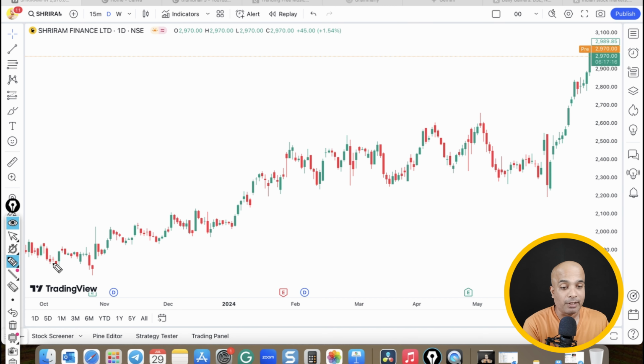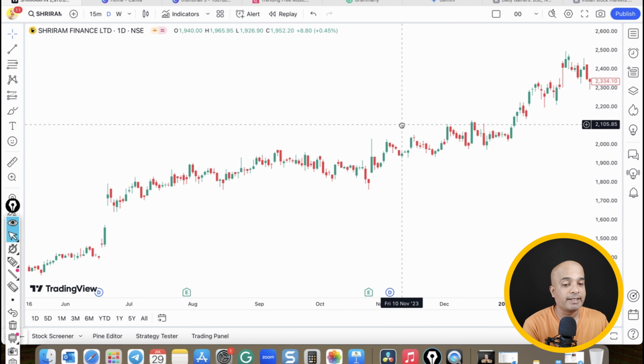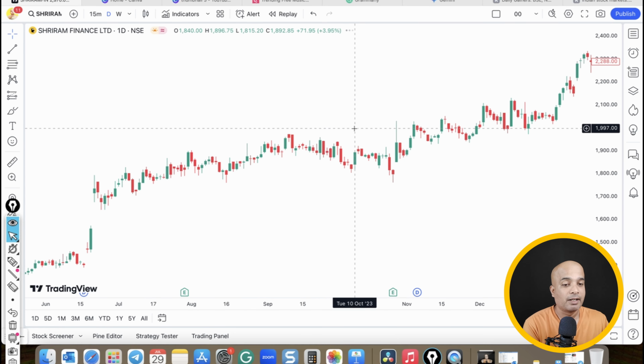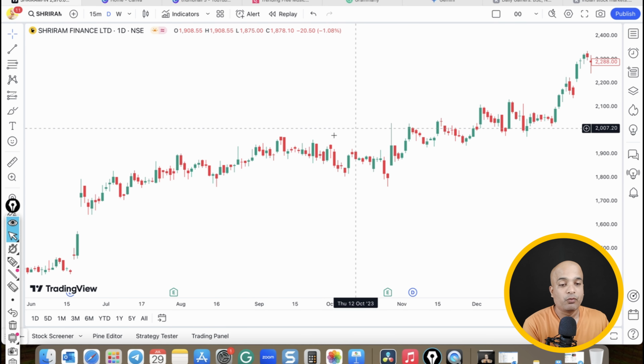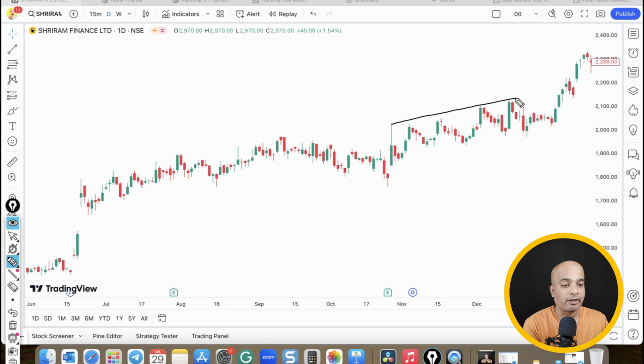See, for example, let's say the market is here. So we can also draw a trend line like this. For example, I can draw a trend line like this. So this is also a valid trend line because I've connected 1, 2, 3, 4, around 5 peaks actually. Okay, so this is also a valid trend line.